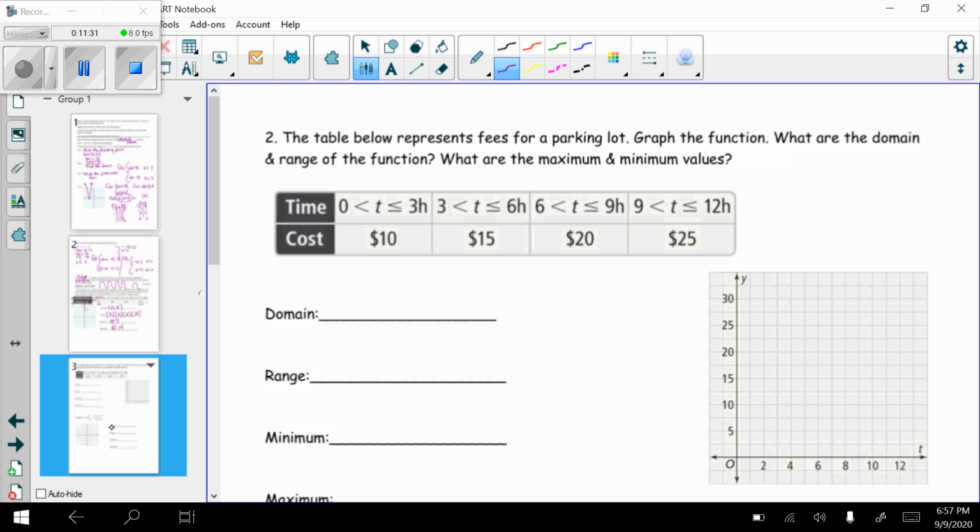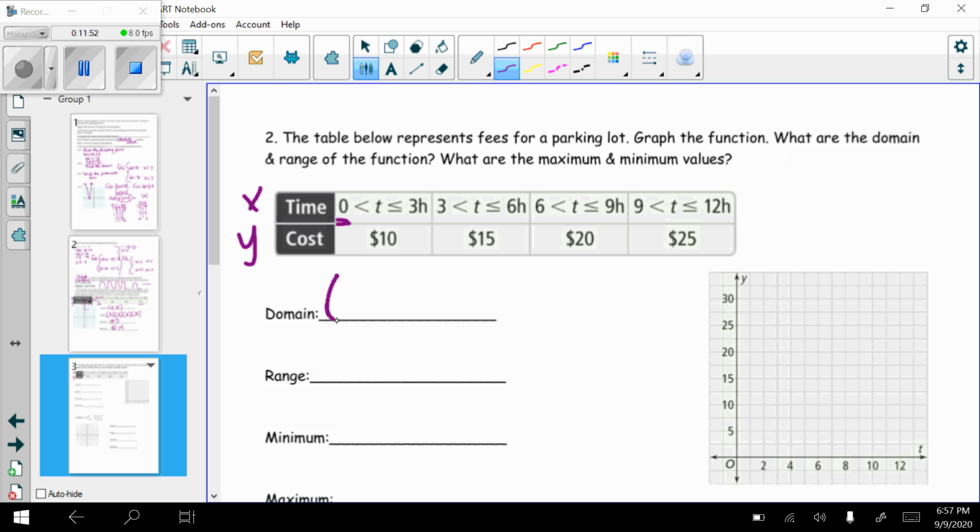So this is the word problem they give me this time. The table below represents fees for a parking lot. Graph the function. What are the domain and range? What are the maximum and minimums? Right? I can go ahead and find my domain, range, minimum, maximum, everything before I even graph it just by looking at my table. My domain, I see my x's, and time x, cost y.